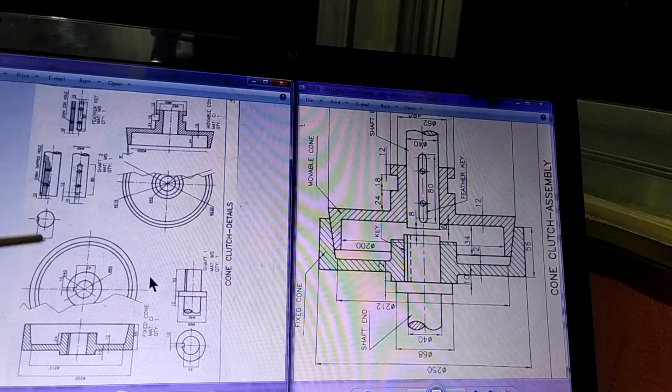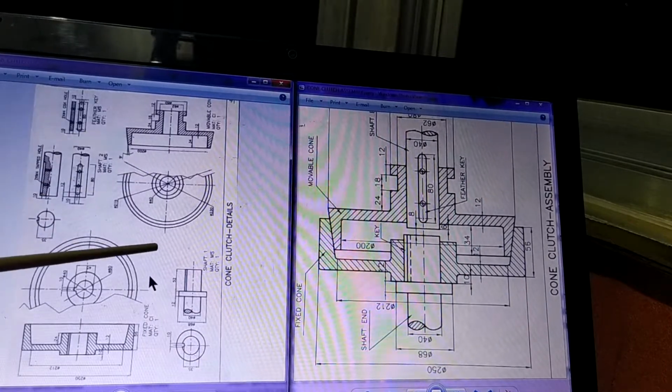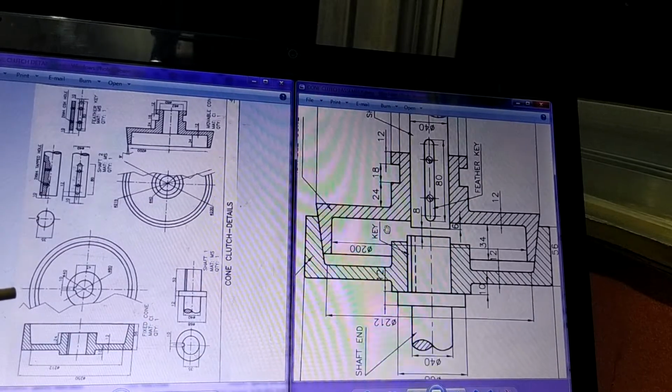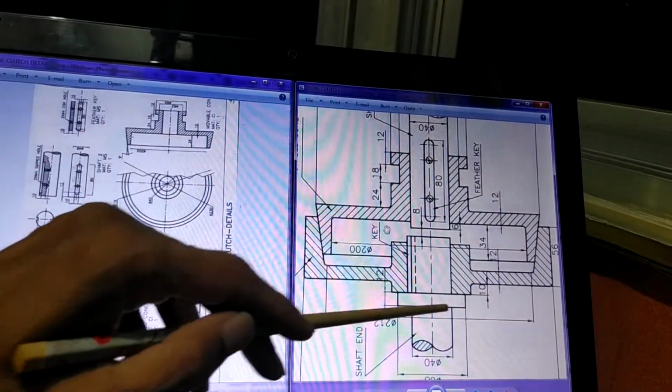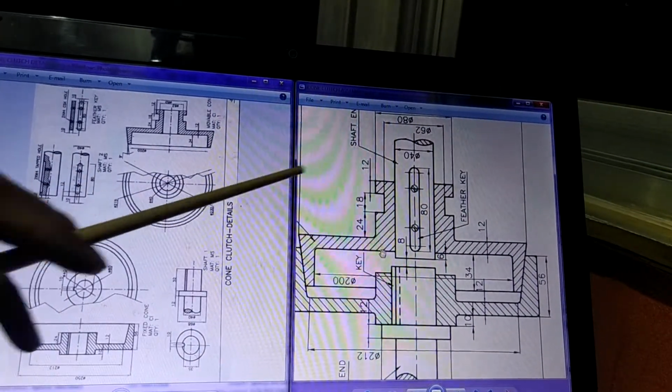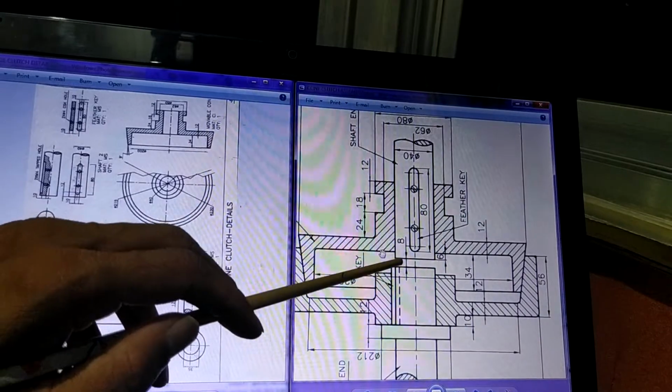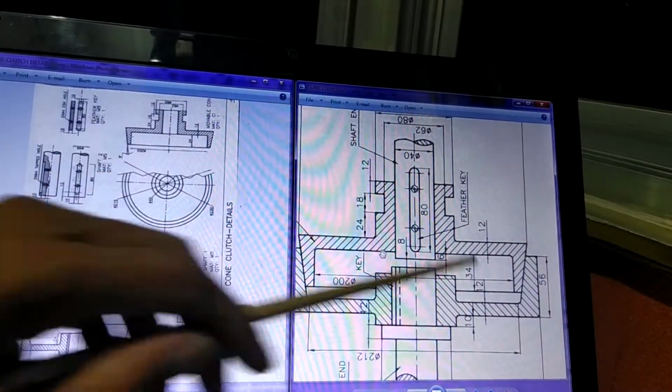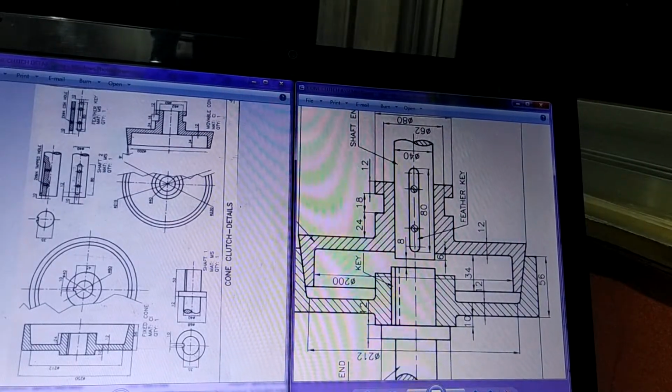So having seen all the detailed drawings with their dimensions, next thing is, what does this assembly drawing do? So now let us look at the assembly drawing. Now in this case, particularly in this case, the part dimensions are also shown in the assembly drawing. But here the purpose is different.